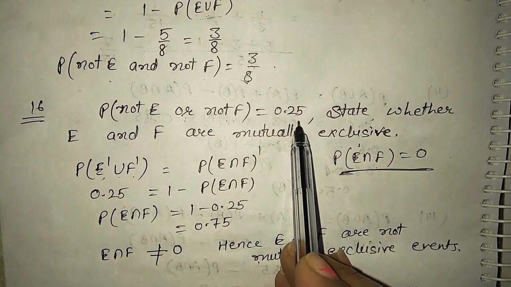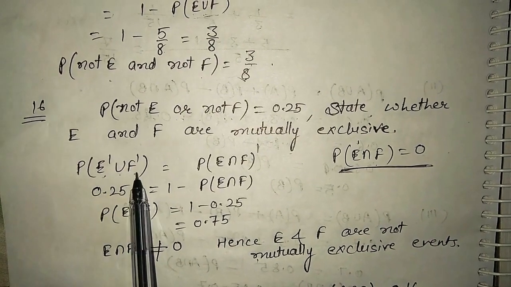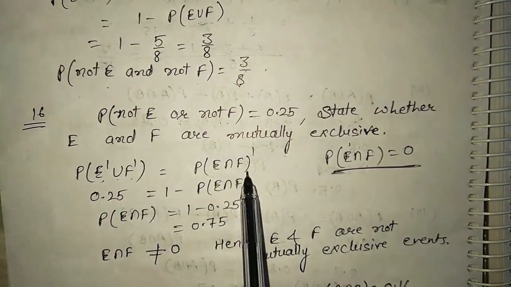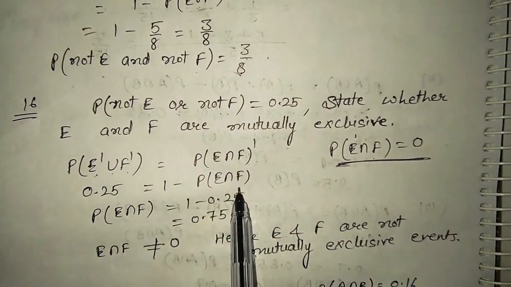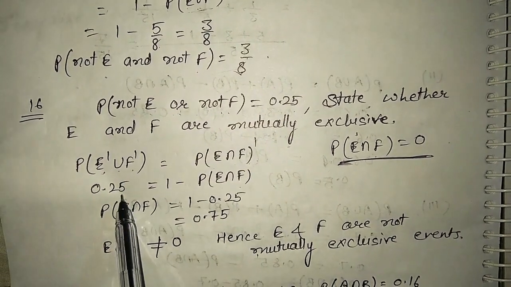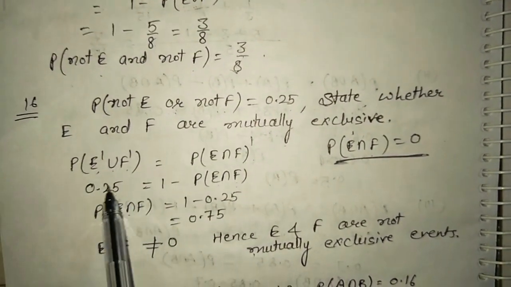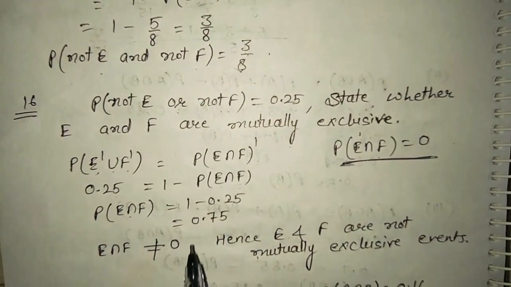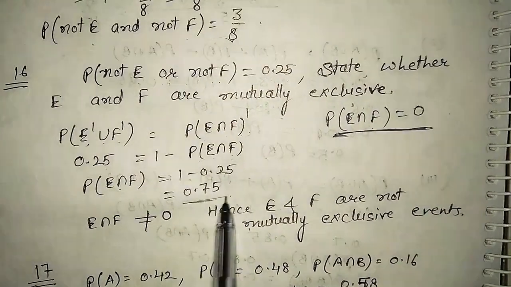This is given as 0.25. And we know De Morgan's law. E complement union F complement is (E intersection F) whole complement. And this is 1 minus P(E intersection F). Here this value is given. We will find P(E intersection F) by taking this on the left-hand side and that on the right-hand side. Then this is 0.75. P(E intersection F) is 0.75.